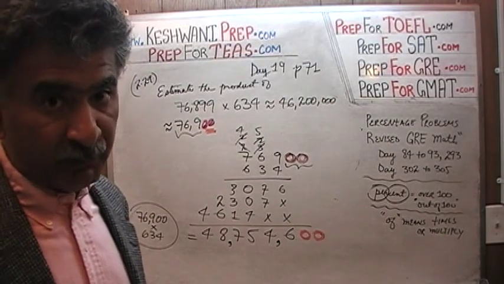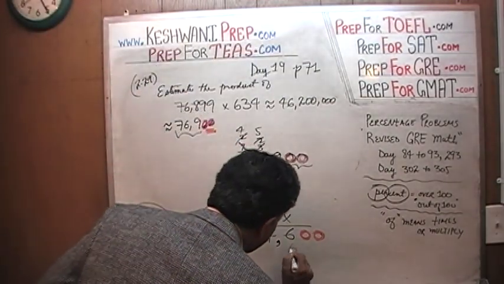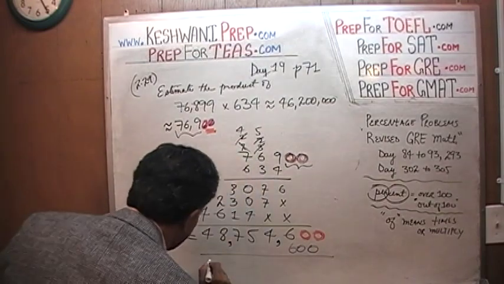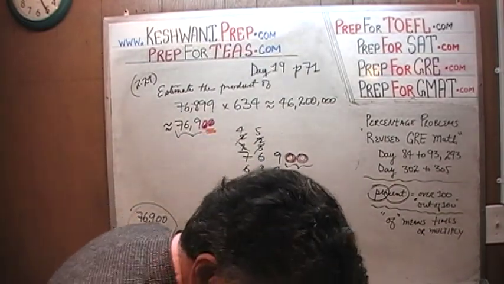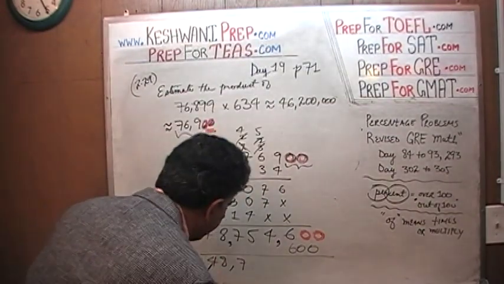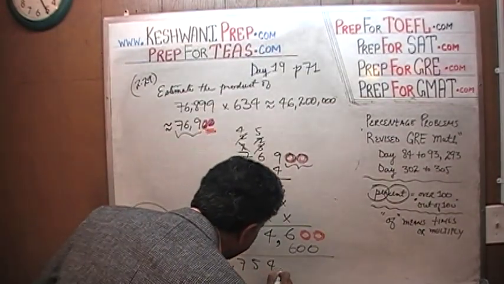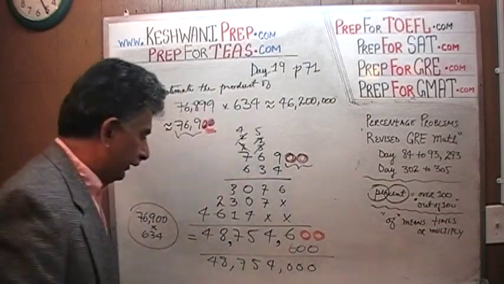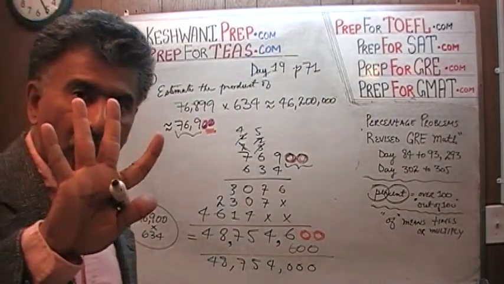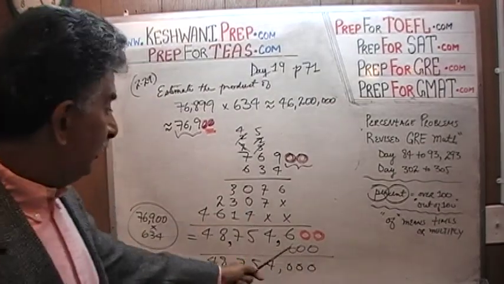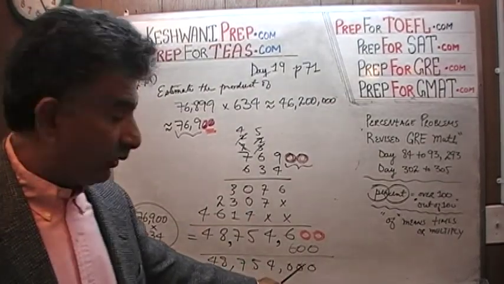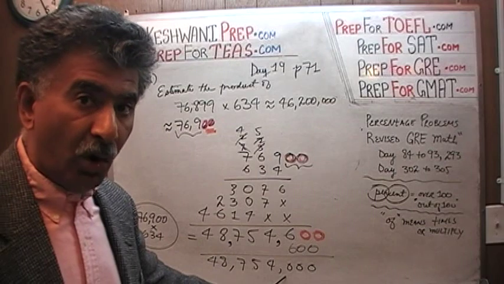And if you want to be even more precise, you can subtract the 600, which will give us 48,754,000. And this answer is only 4 off from the real answer. Only 4 off. Because we subtracted 600. Well, actually, no, not 4 off. It's 34 off, not 4 off. This answer is 34 off the real number.